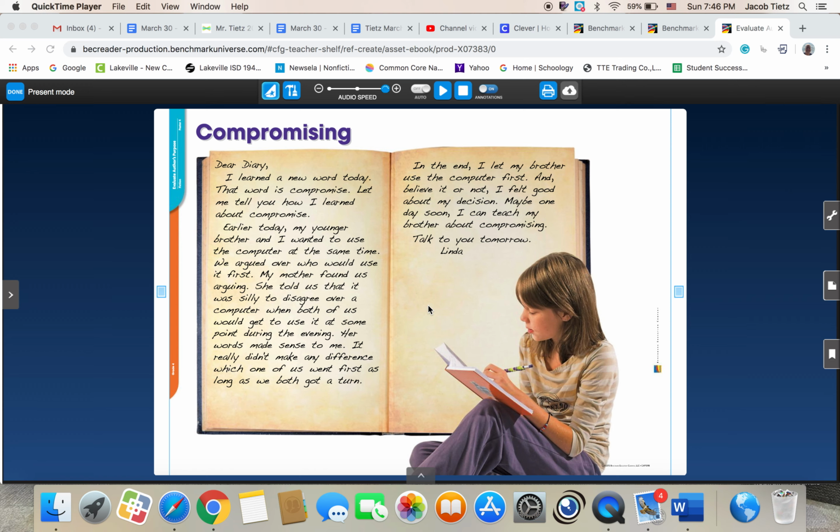The author does not tell the dictionary definition of the word compromise. The author tells us she learned about the word's meaning through experience, and her main purpose then is to inform the readers. That's how we can think like an author, as we delve deeper with the paragraphs that are given, and we can figure out what the author is trying to do. And in this case, it is inform us about compromising.